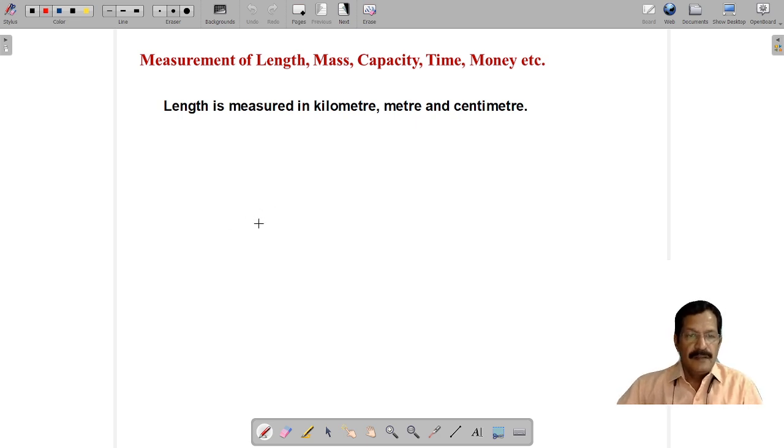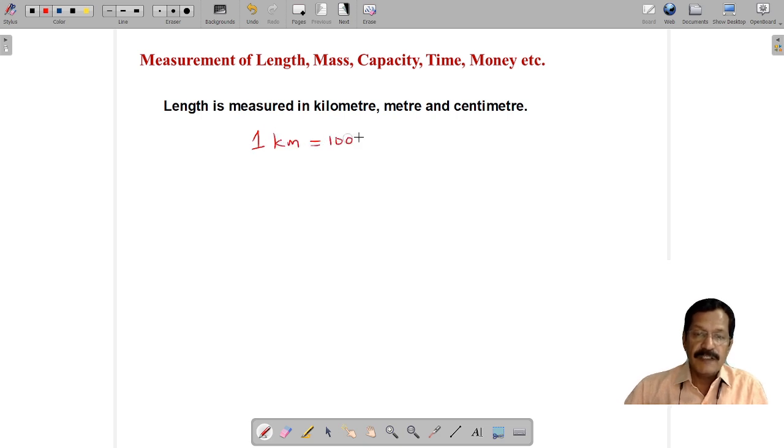Dear children, let us discuss the measurement of length, mass, capacity, time, money, etc. Length is measured in kilometer, meter, and centimeter. What is 1 kilometer? 1 kilometer is equal to 1000 meters. 1 meter is equal to 100 centimeters. Again, 1 centimeter can also be converted into 10 millimeters.